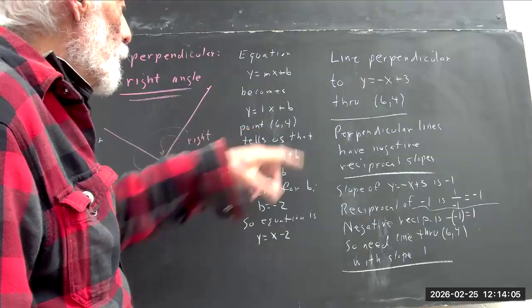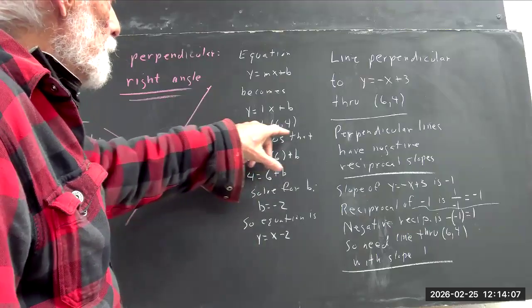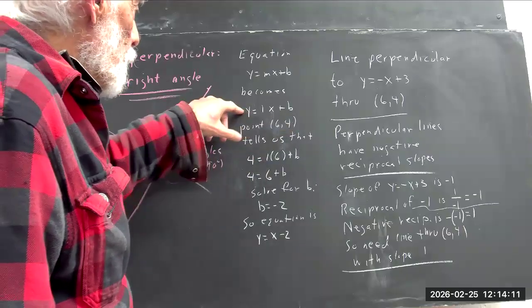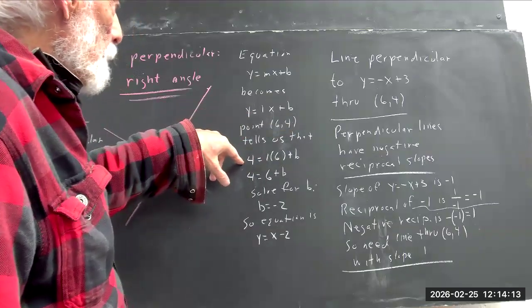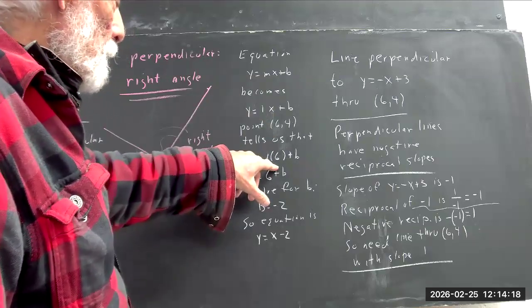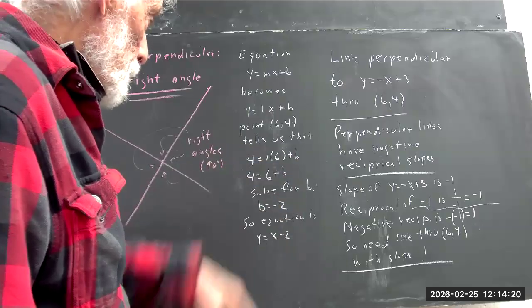The point (6, 4) is on the line. So we use x equals 6 and y equals 4. Plug the 4 in for y, we get 4 on the left-hand side, plug the 6 in for x, and we have 1 times x plus b.